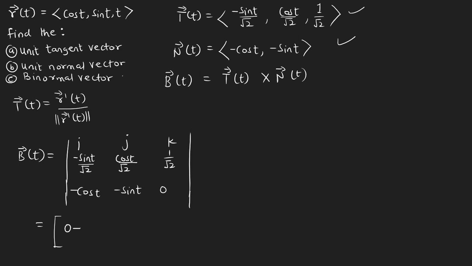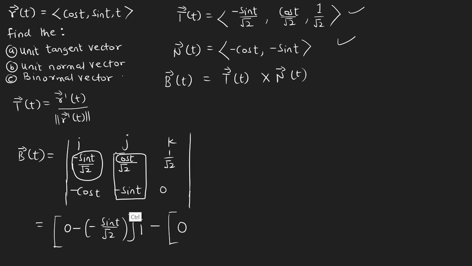So that'll be minus sine t on root 2, right? So this is what you are going to have. So let's bring the i. And then minus, let's do the j also. For the j, you are going to cover this and consider the remaining. So you have covered all this row and you are considering the remaining. You're going to have minus sine t on root 2 multiplying 0, which gives us 0. And then we will have minus cos t multiplying 1 over root 2, so that will be minus cos t over root 2.